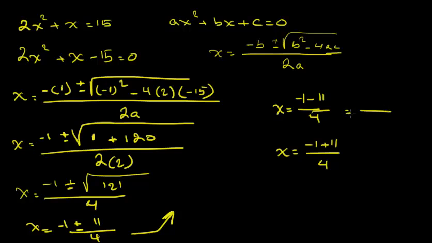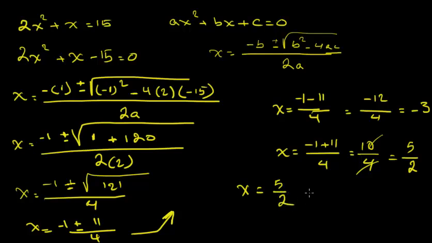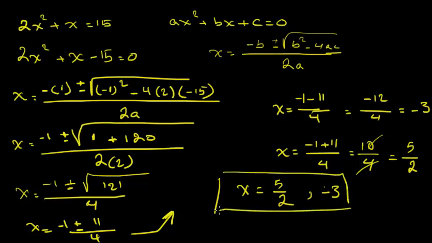This one is going to be minus 12 over 4, and it equals minus 3. Then we have 10 over 4. We can simplify these two by 2 and have 5 over 2. So our solution for x is 5 over 2 and minus 3. These are the solutions to this quadratic equation.